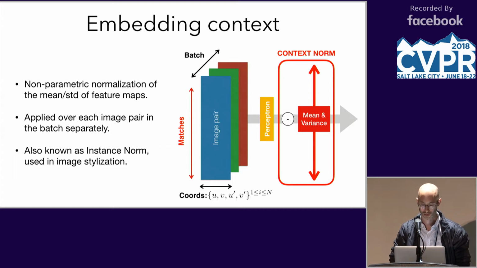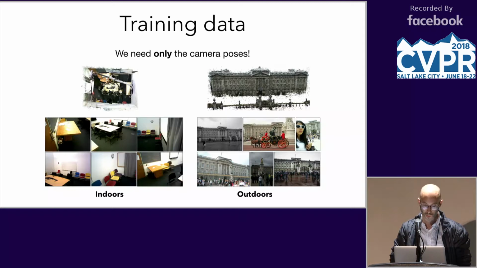So from what we have seen so far, we need only the camera poses to train this. Where do we get them from? We show that we can obtain them without human intervention from large collections of images of the same scene with off-the-shelf structure from motion algorithms. Here I show 2 examples of the types of images that we use, some indoors set on the left and an outdoors one on the right.